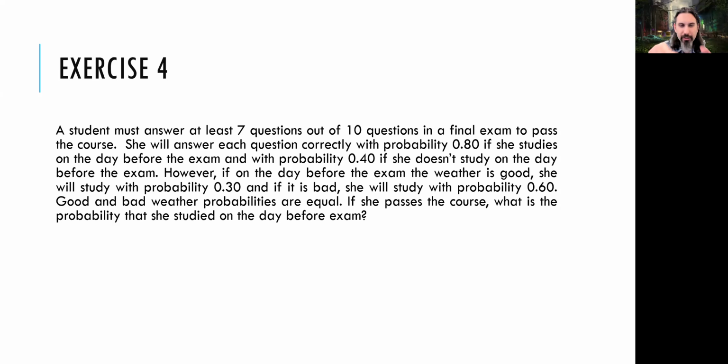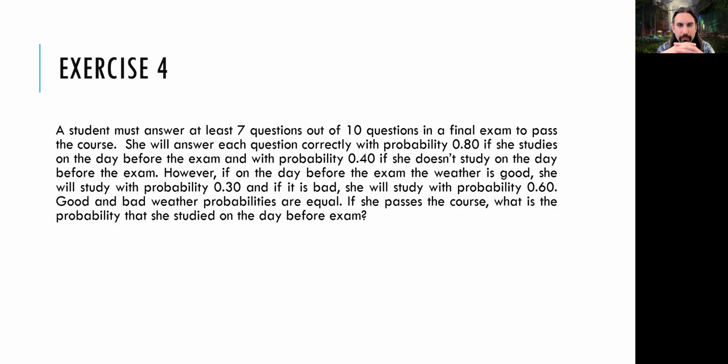Now, passing the course is an event. So let's call it the C event, passing the course event. And now we have studying the day before, the S event. Let's say S is that we studied the day before the exam. And we need more events though. We need the weather is good event. Let's call it G, okay? The event that says that the weather is good the day before the exam.